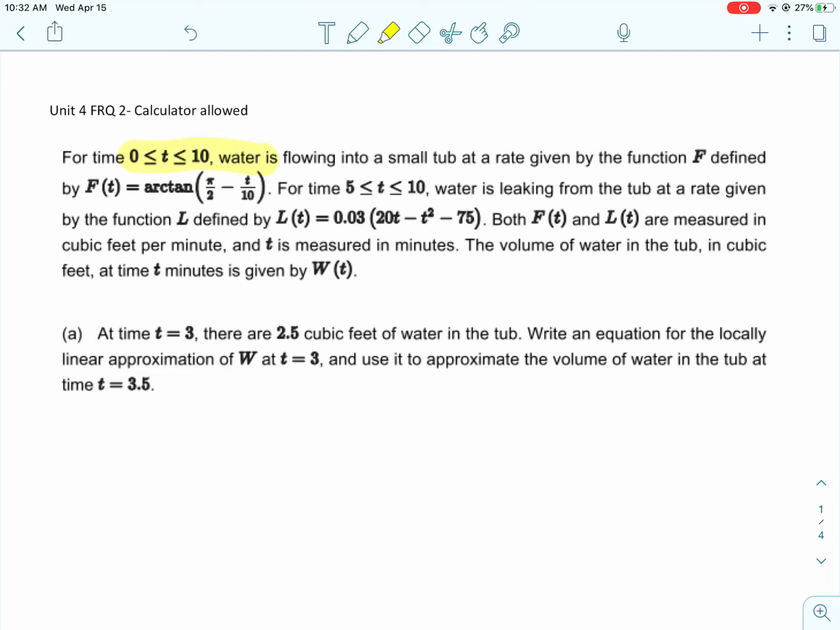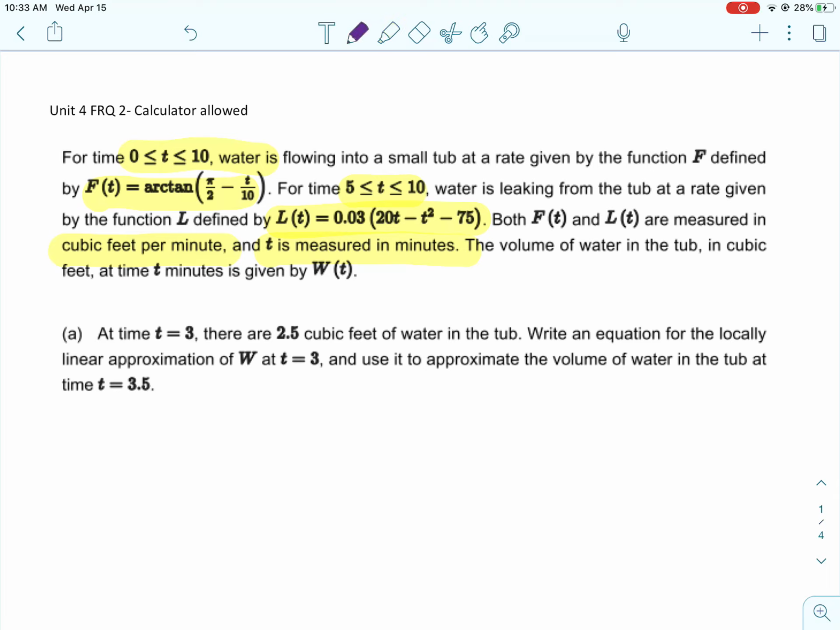Okay, so the second free response question from Unit 4 is a similar one to the one we just did. This one is about water flowing in and leaking out of a small tub. For the first 10 minutes, water is flowing into the tub at a rate of F, given by that function. Then from 5 minutes through 10 minutes, there's also water leaking out, represented by the function L. Both F of t and L of t are in cubic feet per minute.